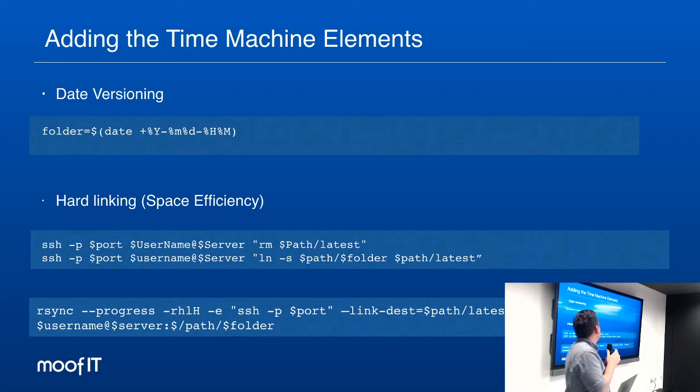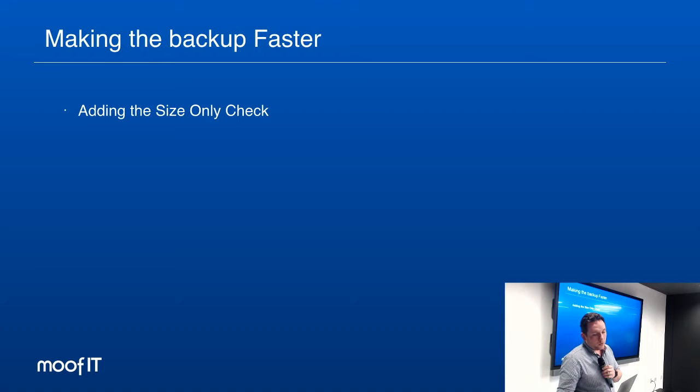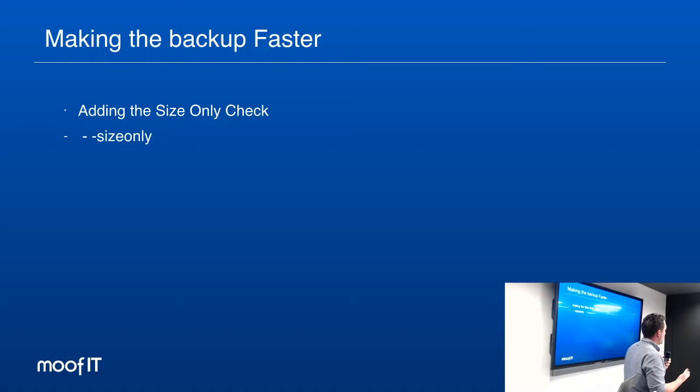So to make it faster, again, Time Machine was very, very quick. We want to make that as fast as possible over the network. So we would add a size only check. Quite simple. Don't bother looking at files that haven't changed size. Only look for files that have a change in size across the board. So if a file doesn't change size, generally it hasn't changed.